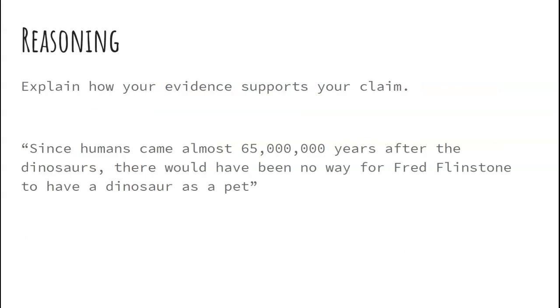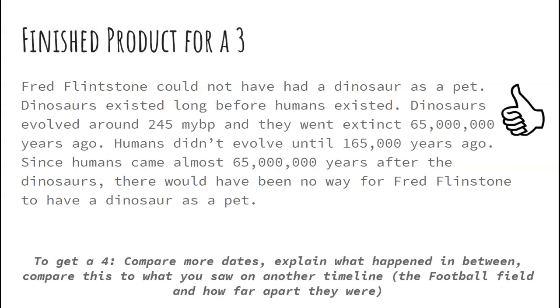Reasoning, which is the last part of your explanation, is a chance for you to explain how the evidence that you provided supports your claim. I wrote a sentence like, since humans came almost 65 million years after dinosaurs, there would have been no way for Fred Flintstone to have a dinosaur as a pet. What does that look like when I combine all of those together? Well, it looks like a darn good paragraph if you ask me.